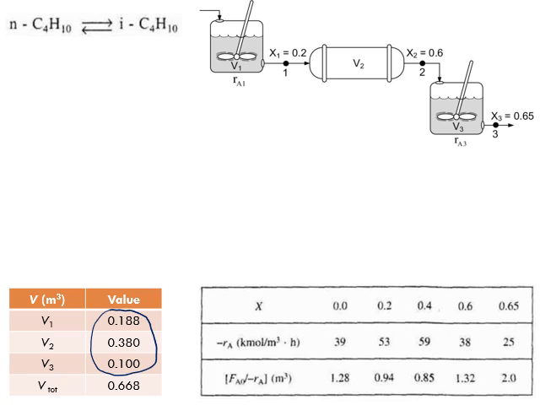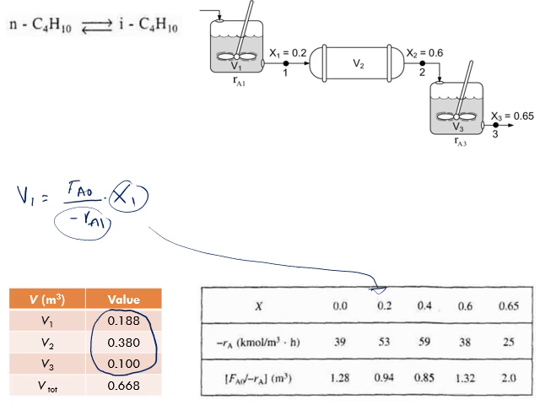So for the first reactor, the volume was V1 equals FA naught divided by minus RA1 times X1, where X1 is 0.2, right? And minus RA is evaluated at 0.2, or FA naught over minus RA was the one here. Okay, then we went to the second reactor, which is the plug flow reactor.